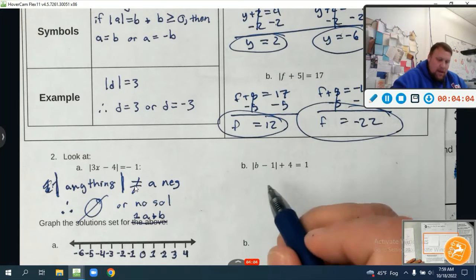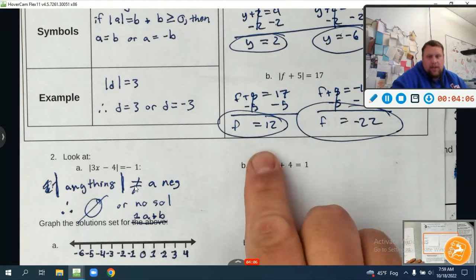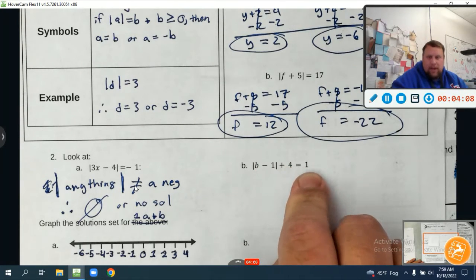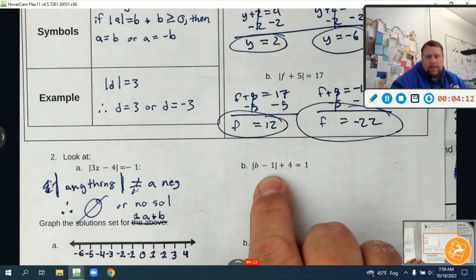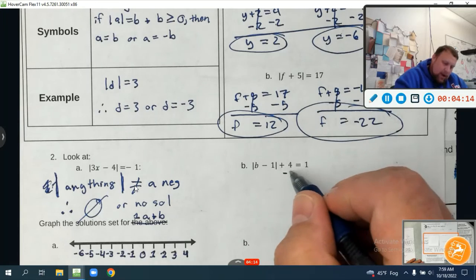Okay? Well, let's look at this situation. It looks good right now because it equals 1. That's a positive number. But notice this plus 4 is outside of the absolute value sign. So before I can do anything, I need to subtract that 4 over.